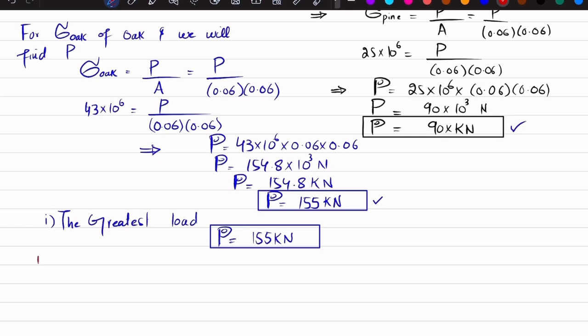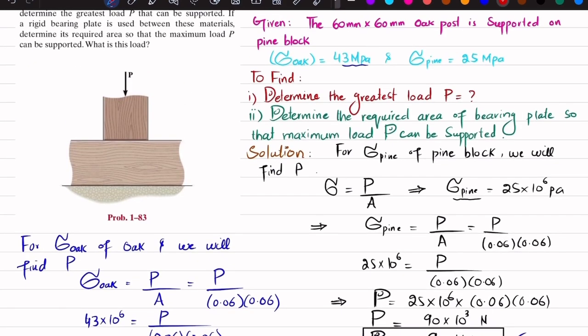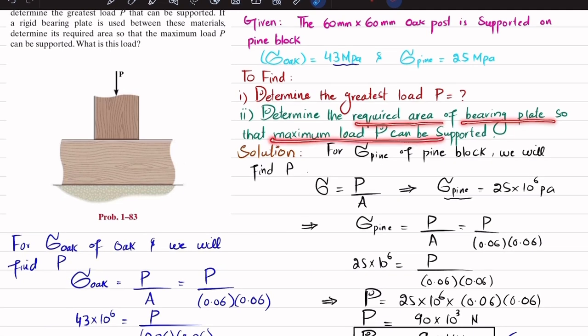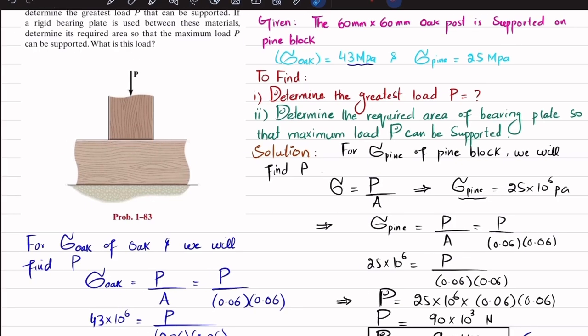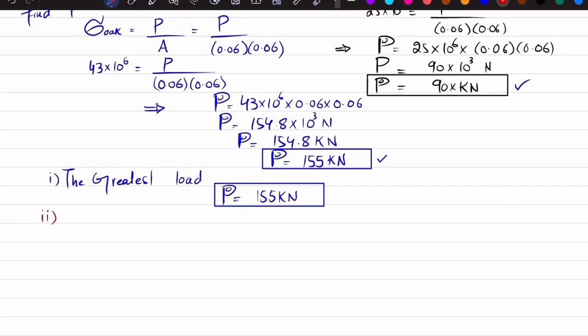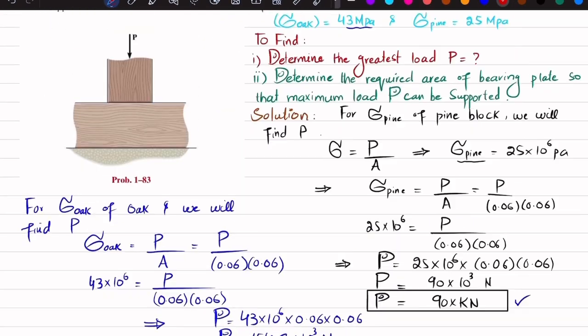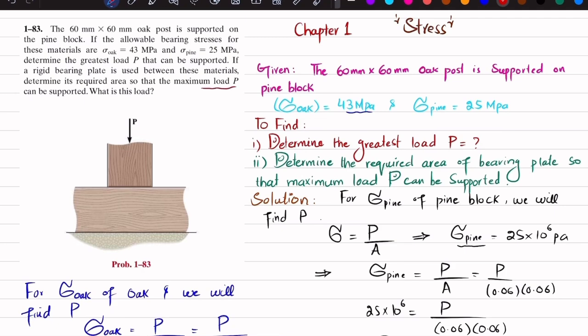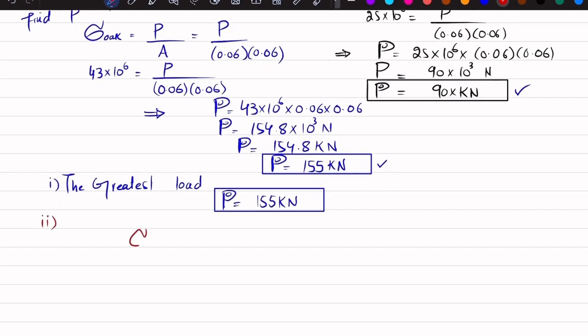Now we'll move towards the second part, in which it has been asked to find the required bearing area of the bearing plate so that the maximum load P can be applied. So if a bearing plate is incorporated in between these two wooden pieces, what will be its bearing area? We can take the maximum load P, because it is given as the maximum load P. We know that stress is equal to load or force per unit area.